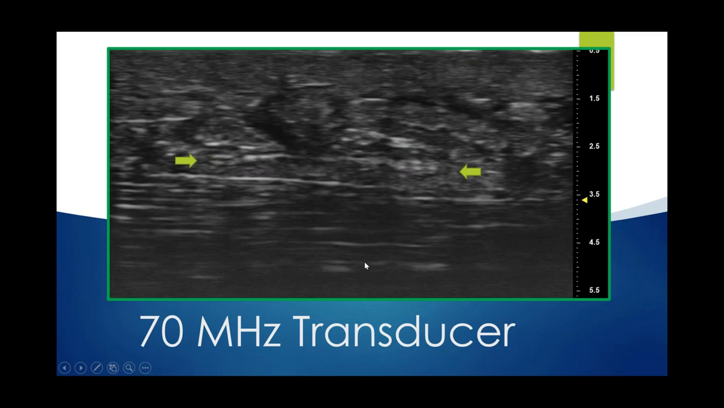Here's another high resolution image of a normal pulley. Typically they're very hard to see, but with this high resolution transducer, you can easily make out the dimensions of the retinaculum overlying the tendons here.